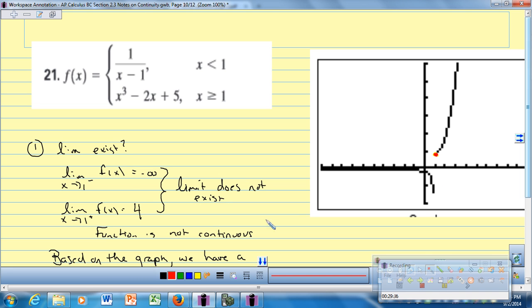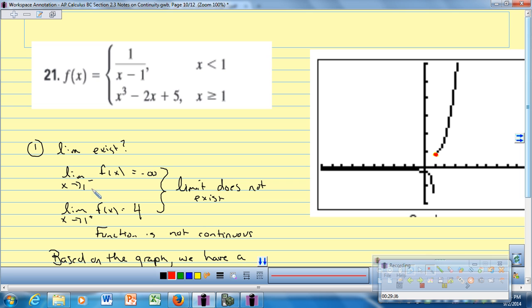All right, first off, does the limit exist? Well, we take a look at our functions, and 1 over x minus 1 is continuous everywhere except x equals 1, which is not in its domain, so that is a continuous function. X cubed minus 2x plus 5 is a cubic polynomial, and that is a continuous function. So the only place that we could have a discontinuity is where our piecewise function breaks into branches. So we look to see if the limit exists at x equals 1.